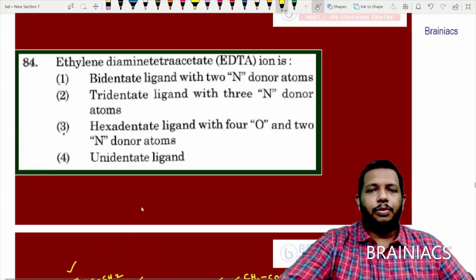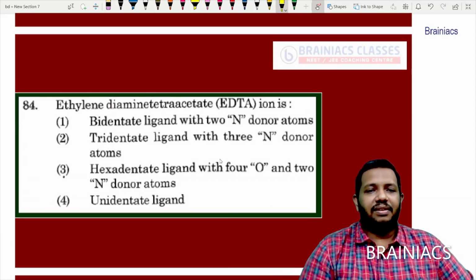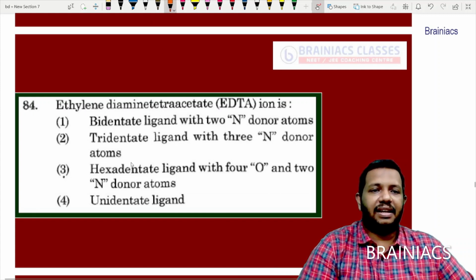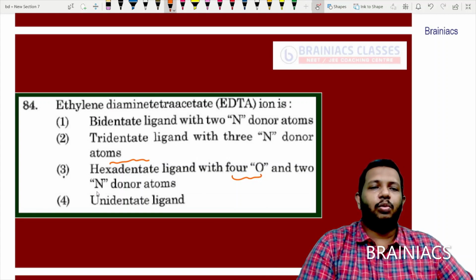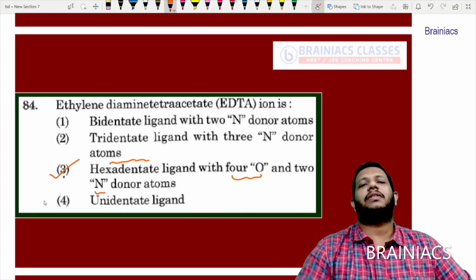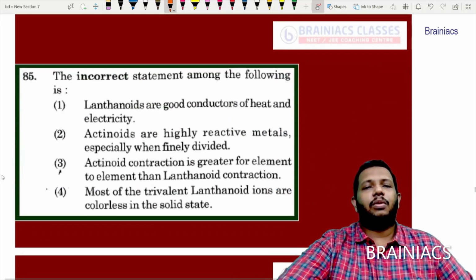So if you look at the options, you can see ethylene diamine tetraacetate ion. I know it is a hexadentate ligand, hexadentate. So option 3 with 4 oxygen atoms and 2 nitrogen donor atoms. Option 3 is the perfect answer. Clear? Very easy question. Now let's go to the next question.